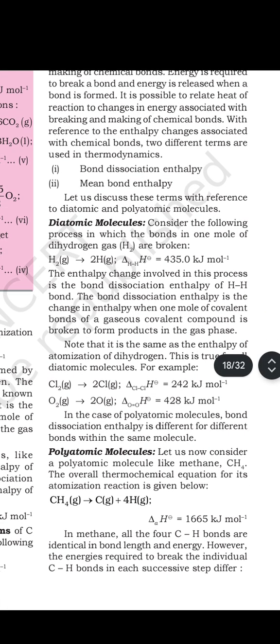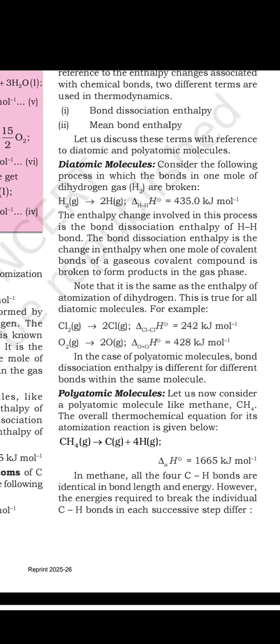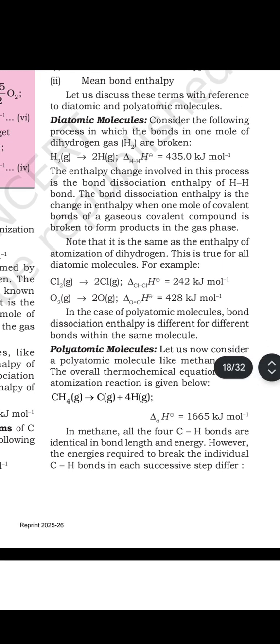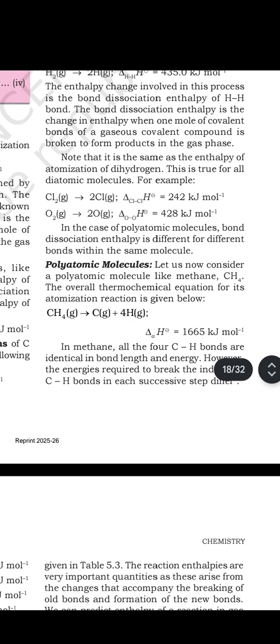Let us discuss these terms with reference to diatomic and polyatomic molecules. Diatomic molecules: consider the following process in which the bond in one mole of dihydrogen gas is broken. The enthalpy change involved in the process is the bond dissociation enthalpy. The bond dissociation enthalpy is the change in enthalpy when one mole of a covalent bond of a gaseous covalent compound is broken to form products in the gaseous phase. Note that it is the same as the enthalpy of atomization of dihydrogen. This is true for all diatomic molecules, for example, chlorine and oxygen.